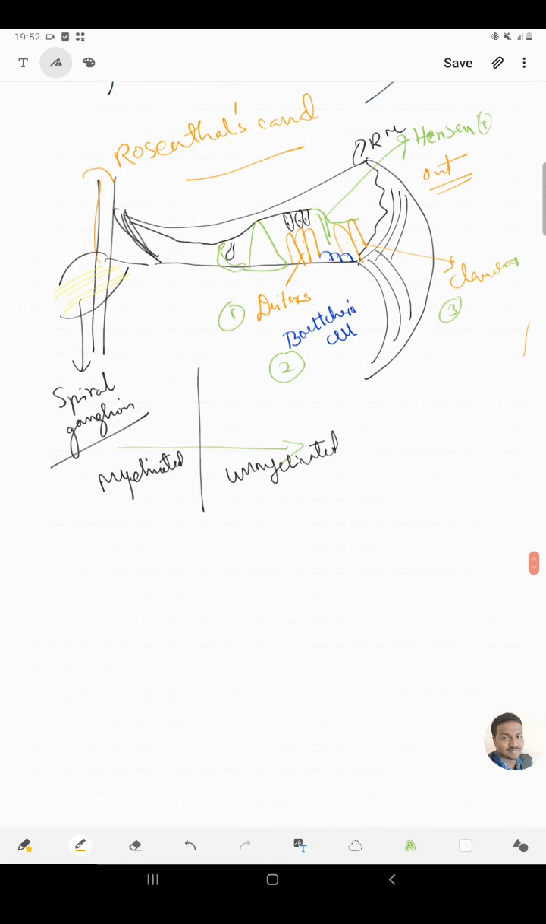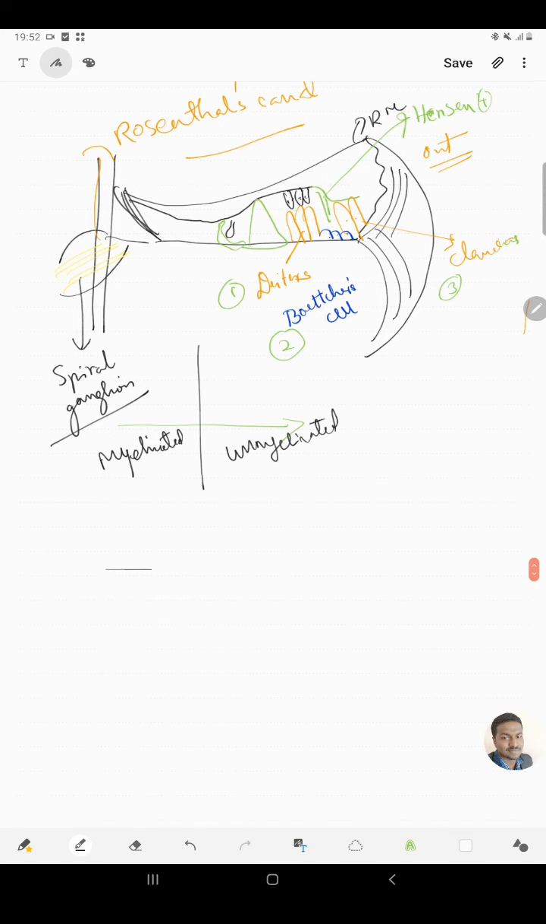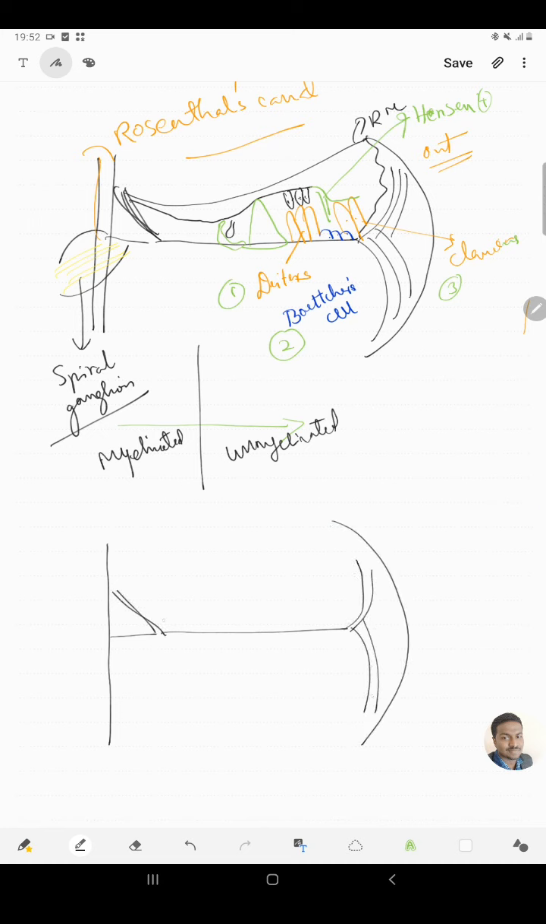To sum up quickly, this is the modiolus, osseous spiral lamina, the basilar membrane, spiral ligament, Reissner's membrane, tectorial membrane, inner hair cells are flask shape, 3 to 4 rows of outer hair cells. Now here it is supported. Between the inner and outer we have the tunnel of Corti. This outer hair cell is first supported by the Deiters cells, and next are the Boettcher cells, and then the Claudius cells. At last it is the Hensen cell.